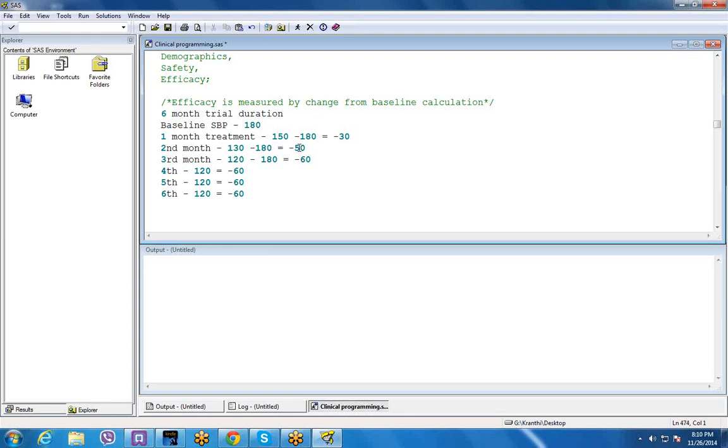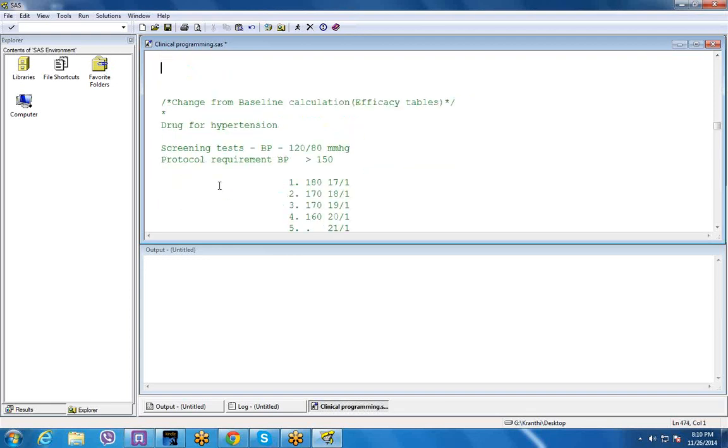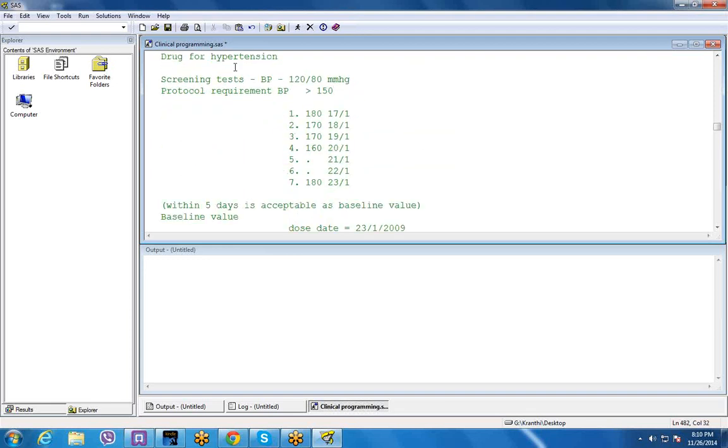When we discuss the final study report, I will show you how to do that. But how to calculate this change from baseline, I am showing. First of all, you should understand what the baseline is, what the follow-up value is, and what the screening value is. You should understand these things first. Let us see. I am using the same example.